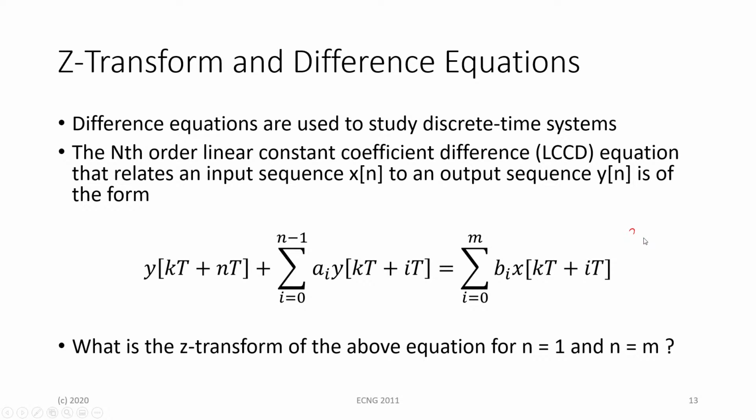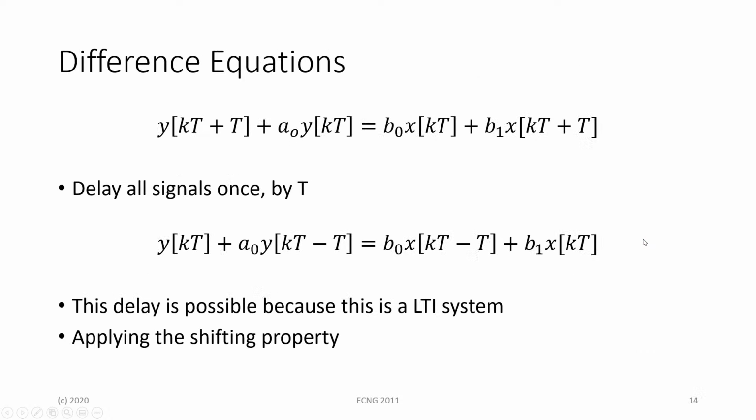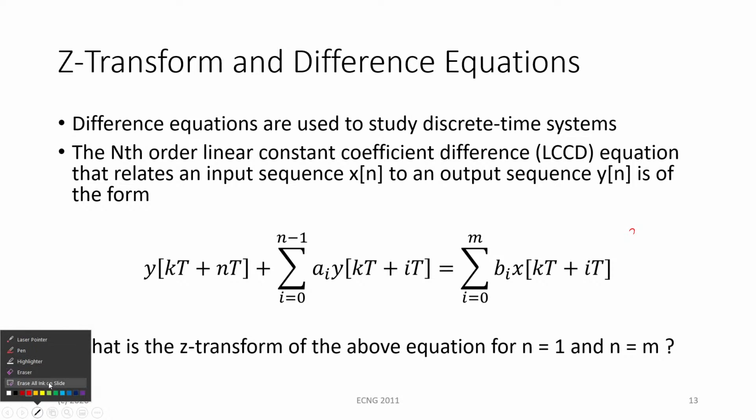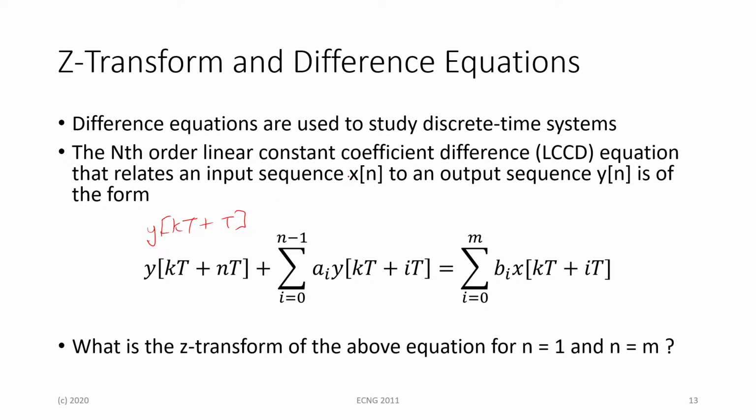Oops, what did I do there? So okay, clearly I'm going to have to write this over. So this here was y of kt plus t. This here becomes a naught y of kt, and this here becomes b naught x of kt plus b1 x of kt plus t.